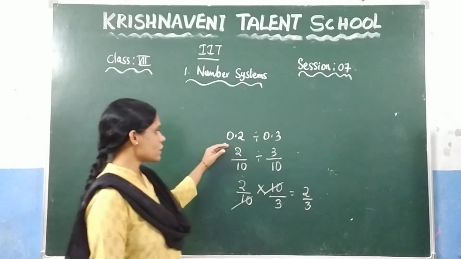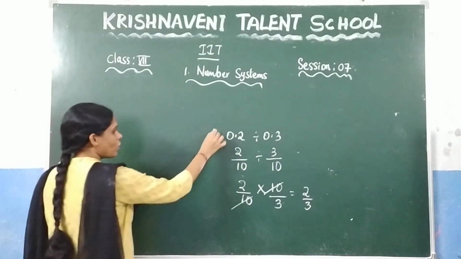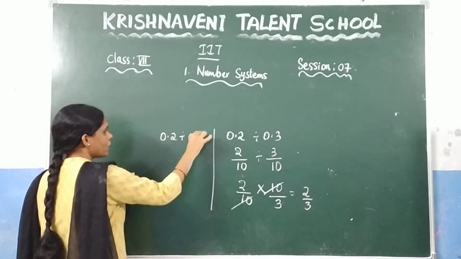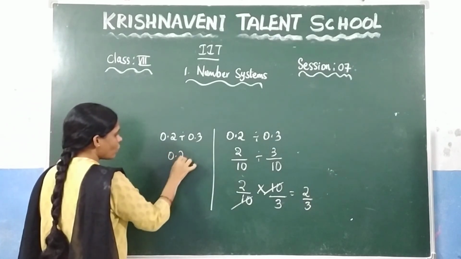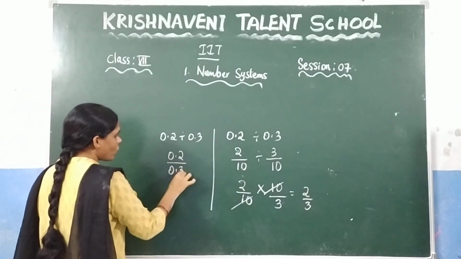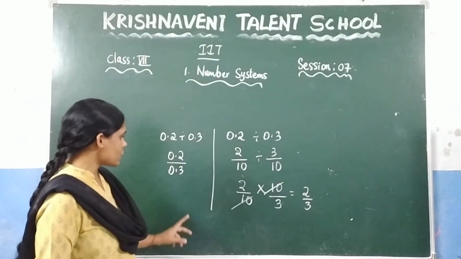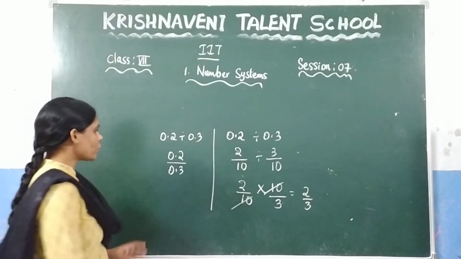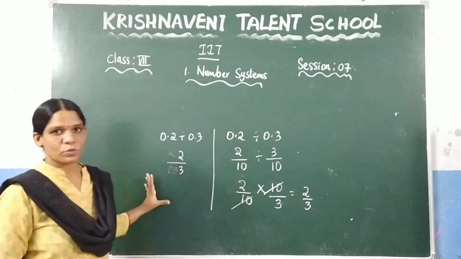Clearly you can observe that 0.2 and 0.3. This is the first method. Otherwise, if you take 0.2 and 0.3 and want to divide these two numbers, you can write it as 0.2 by 0.3. Since after the decimal point one number is there here, and here also one number is there, you can remove the decimal points and write directly the answer as 2 by 3.